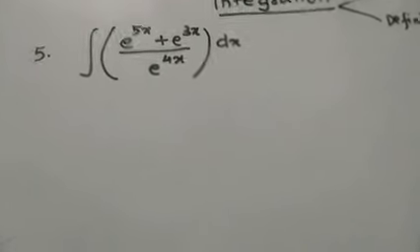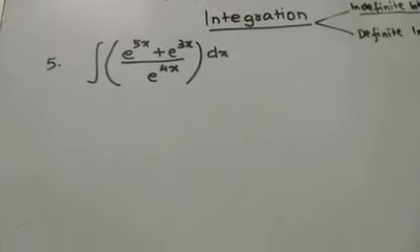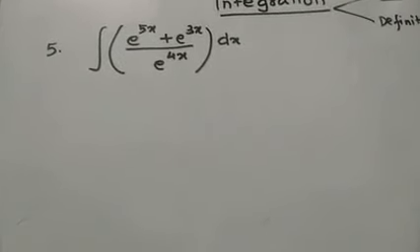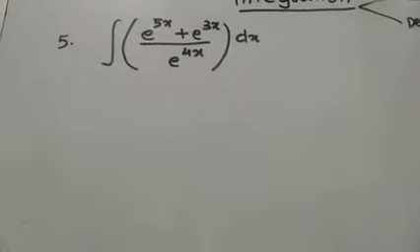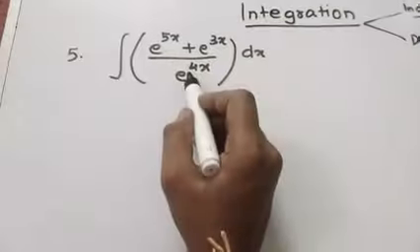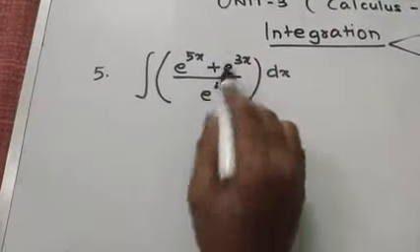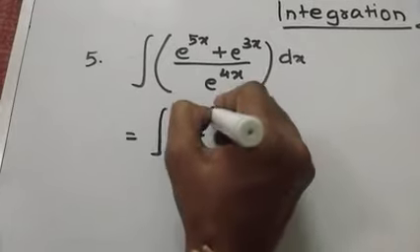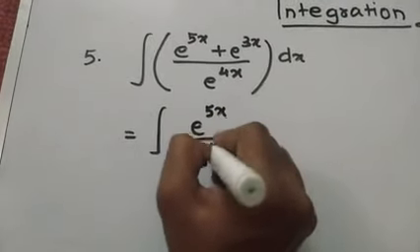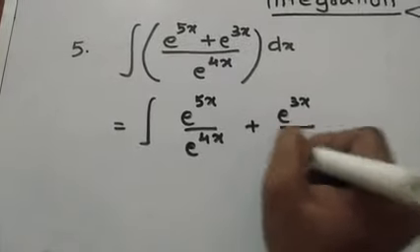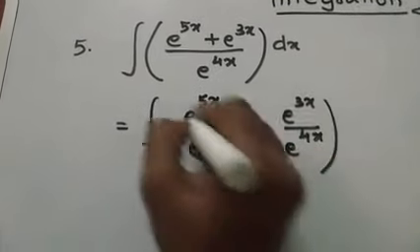Question number 5 is integration over e to the power 5x plus e to the power 3x by e to the power 4x. So first of all we will separate this, because the denominator is a single term function, so we can separate it by division. So e to the power 5x divided by e to the power 4x plus e to the power 3x divided by e to the power 4x.